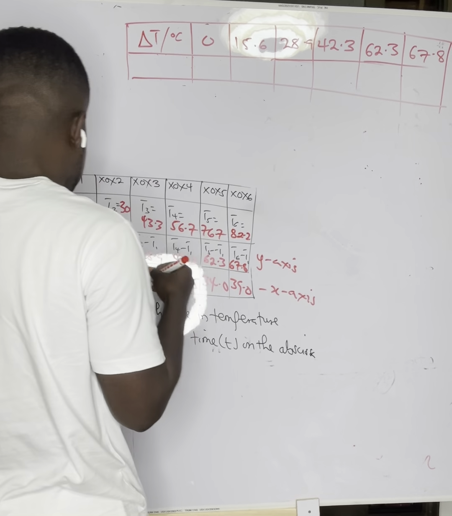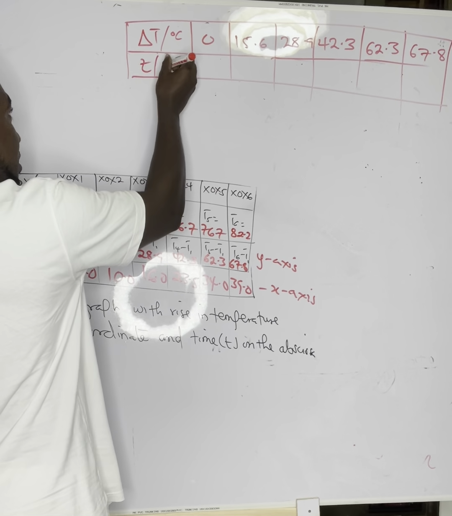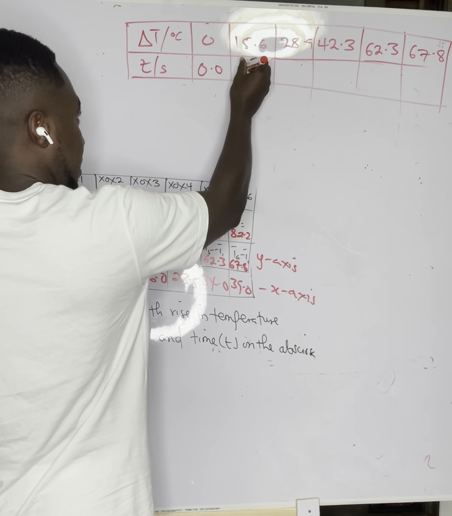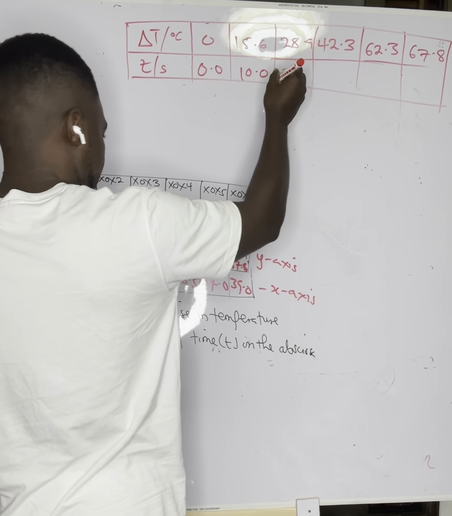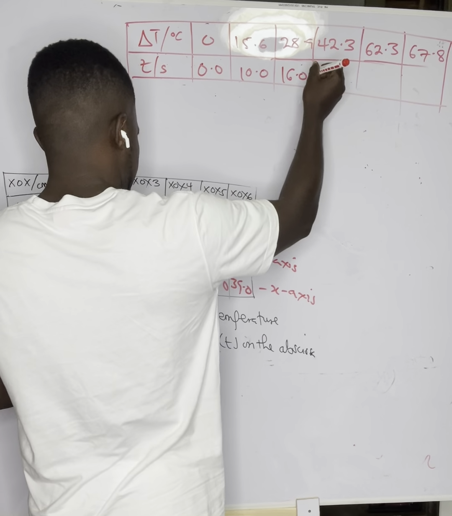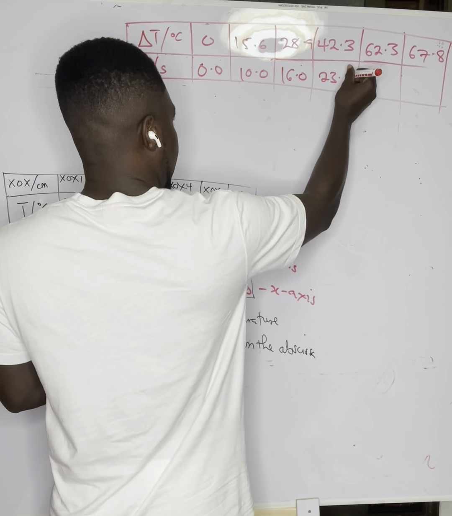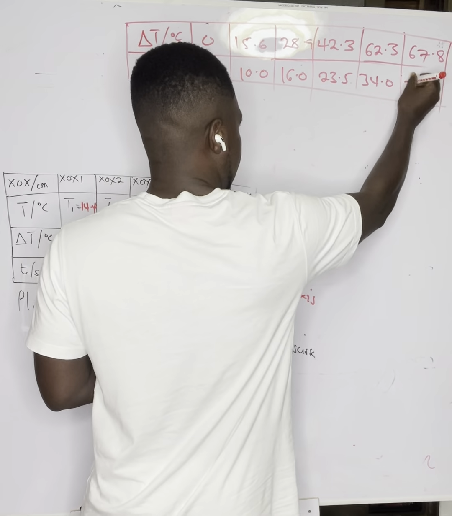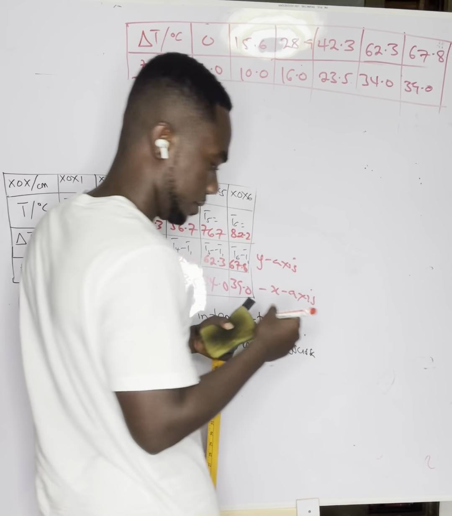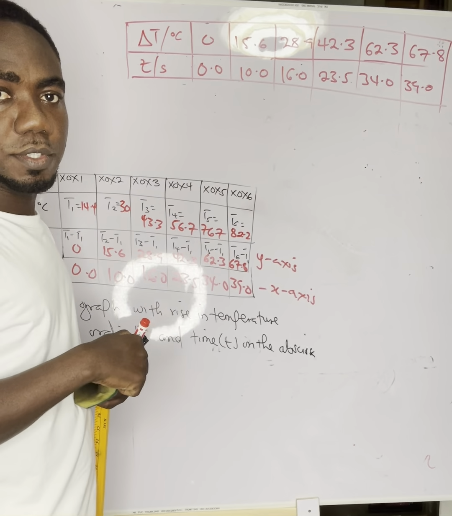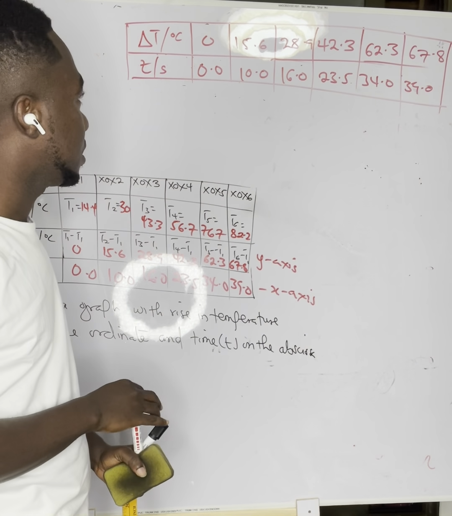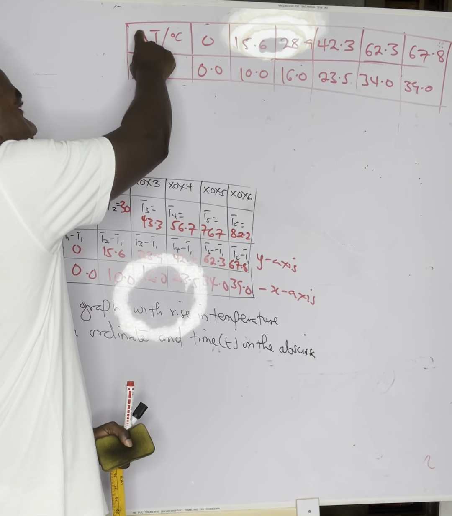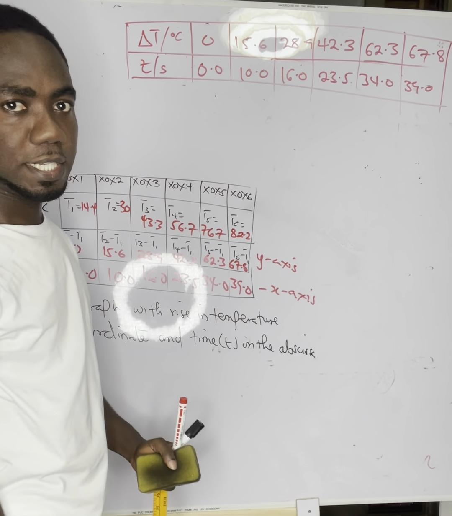Again, the corresponding time reading, T in seconds: 0.0 seconds, 10.0 seconds, 16.0 seconds, 23.5, 34.0, and then 39.0. Okay, so these are the values we are going to plot. This on the ordinate y-axis, this on the abscissa x-axis.